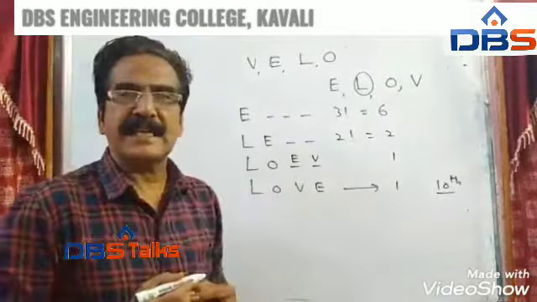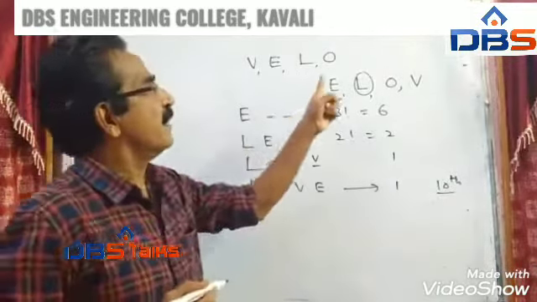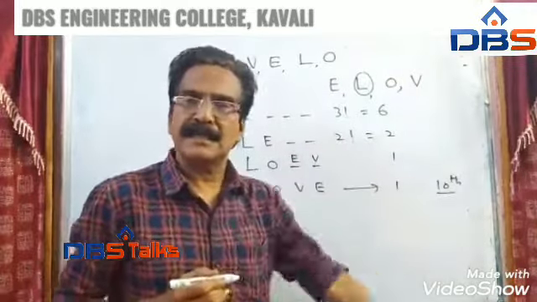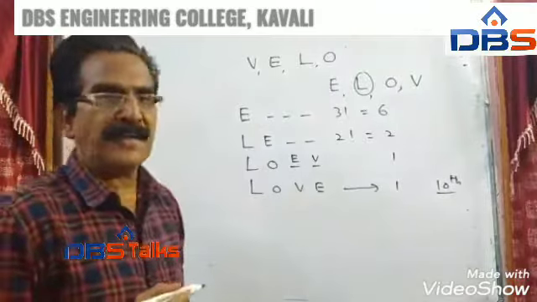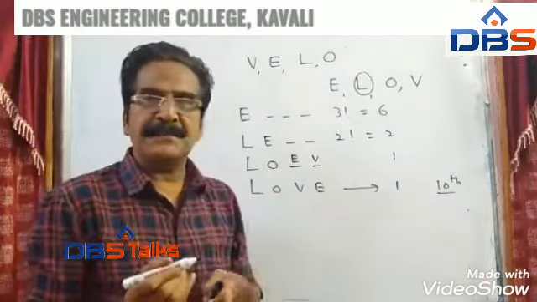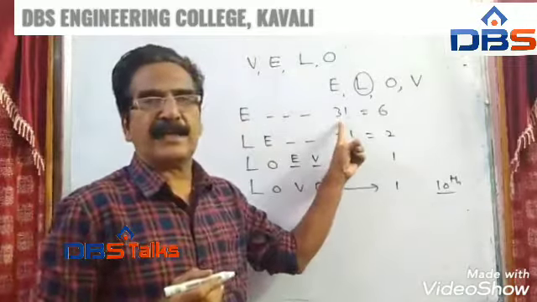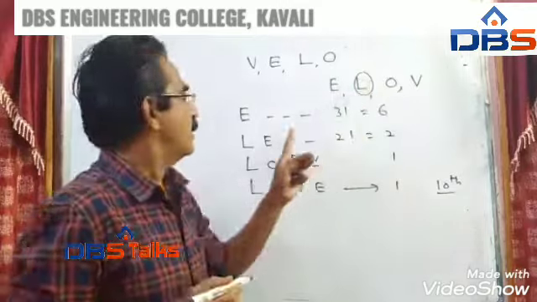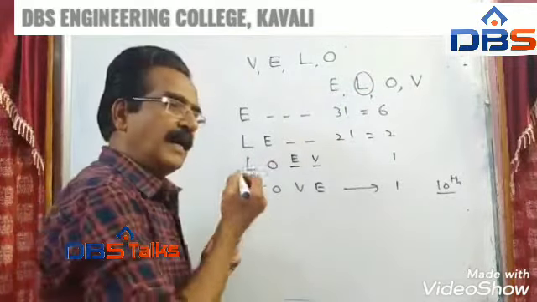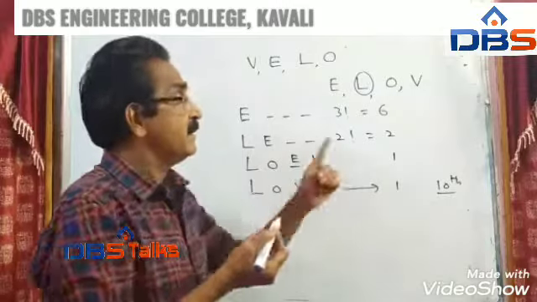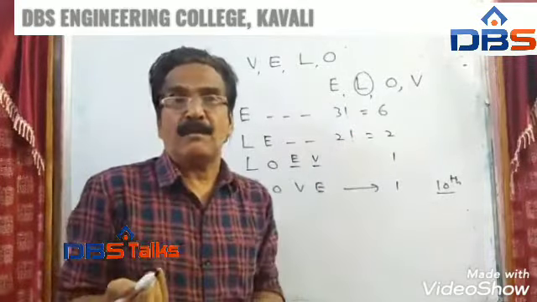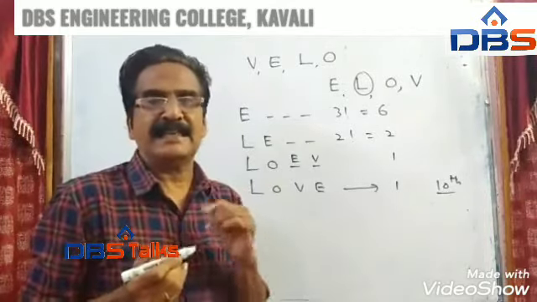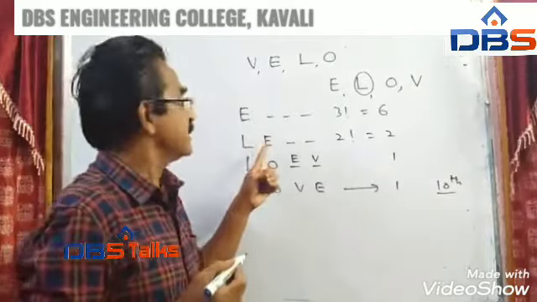Okay friends, I have taken this small example in the beginning so that you can easily understand. Given letters are VELO, and we have put them in the dictionary order ELOV. So how many words begin with E? 3 factorial, that is 6. The next bigger letter is L. How many words start with L? Again another 3 factorial, 6. Then 6 plus 6, 12, exceeds our required rank 10.